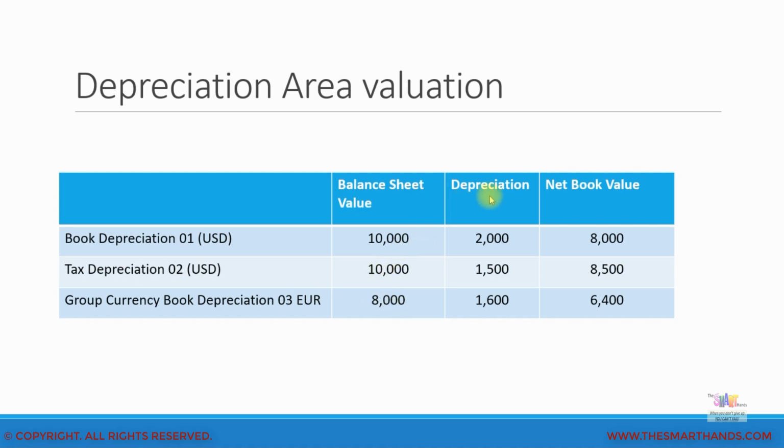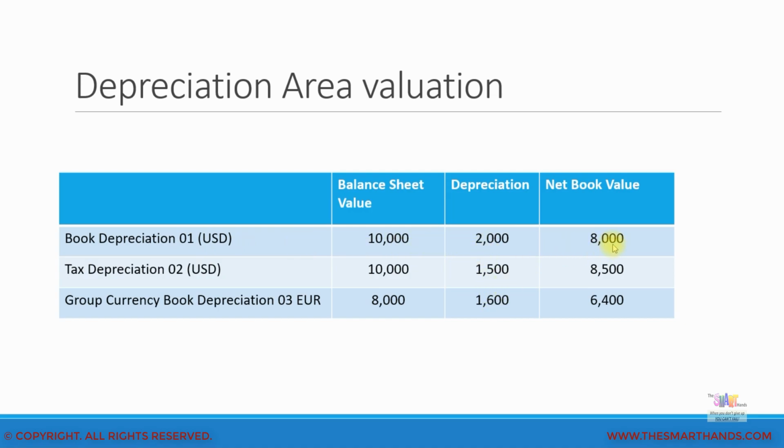Now, when you come to the depreciation method, this is where the main difference is between book depreciation and tax depreciation. In your country, they can say that this particular item can be depreciated 20% every year for 5 years. But they say that for tax depreciation purposes, it can be depreciated 15% for the first year, maybe 25% for the second year, and they can have different types of methods for that. So hence, you'll be reporting your tax depreciation as $1,500 and book depreciation will be $2,000. Group currency book depreciation is simply the conversion from your original book depreciation area 01 US dollars to euros.